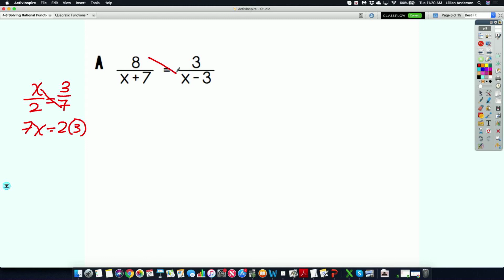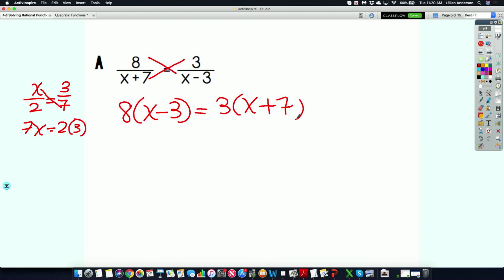So you multiply diagonally: 8 times x minus 3 equals the other way, 3 times x plus 7. But the thing is, they equal each other. They don't form another fraction. They equal each other, and then you just solve from there. What do I do with this 8 and the 3? Distribute. So that becomes 8x minus 24 equals 3x plus 21. And we just continue to solve for x, right?